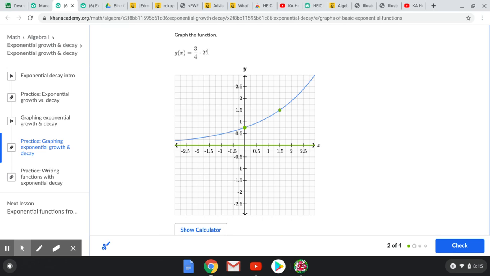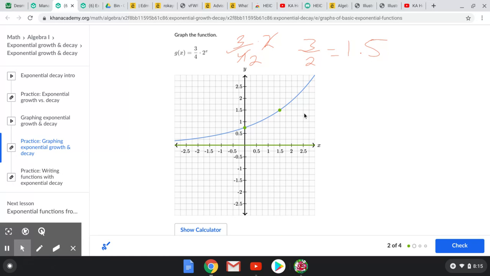And then we can plug in 1. So we get 2 times 3/4. If we cancel these, we can cancel the 2 and the denominator becomes a 2. So let me write that out real quick. 3/4 times 2, cancel, this becomes a 2, right? Divide both of them by 2. And so we have 3/2, which is 1.5. So x is 1, y is 1.5.